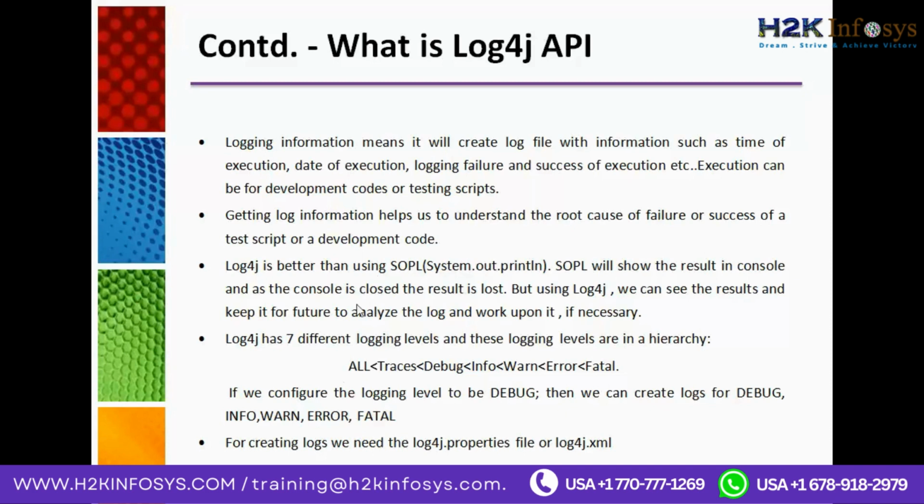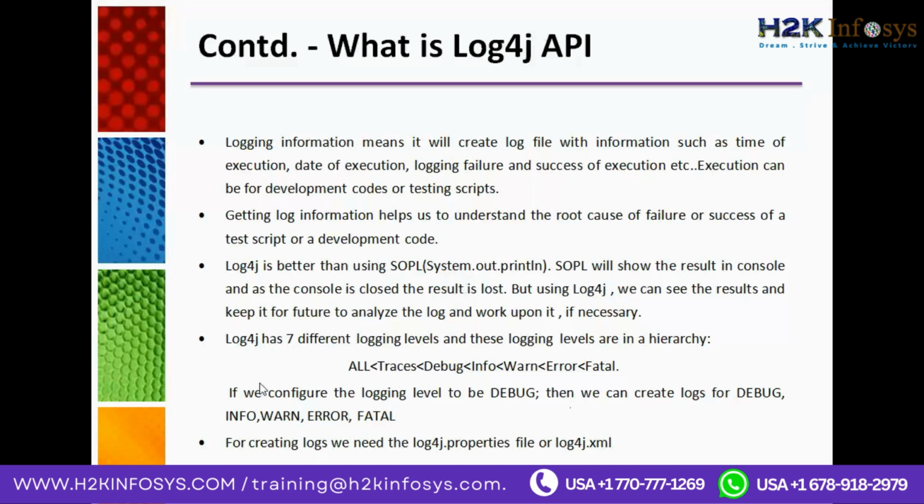Now, how would I say that a Log4j API is different from System.out.println? System.out.println, or SOPL in short form, is basically used to log information in the console. So whatever results you want to get in the console, you have to use the println command, System.out.println. The difference is that once you close the console, the information thrown out by SOPL gets lost. But if you are using a Log4j API, the information does not get lost when you close the console. It remains, unlike your SOPL.